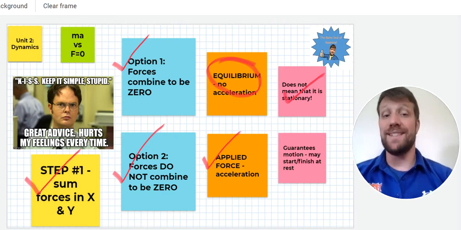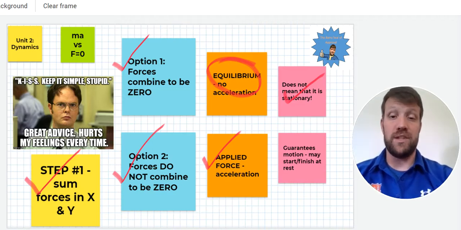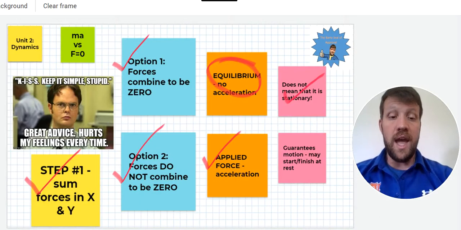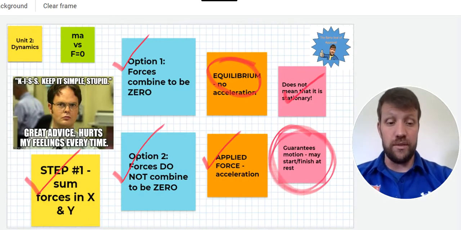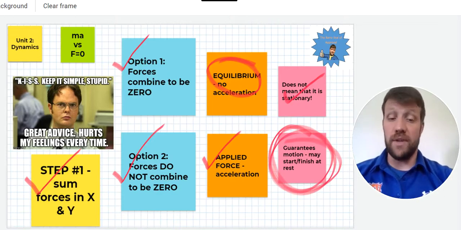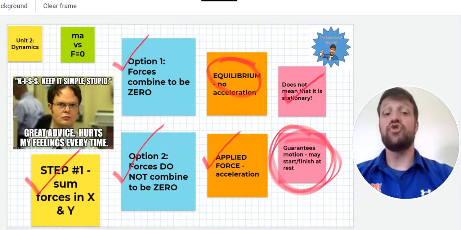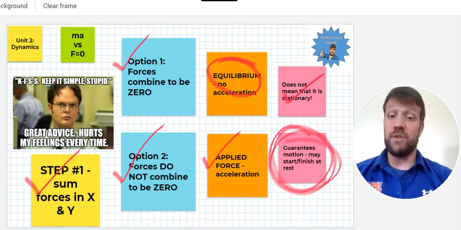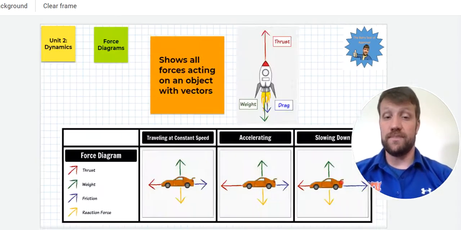So the velocity is increasing in the positive x direction based on our previous example from this slide right here, positive x direction. And this guarantees motion. Okay, it may have started at 0, but it's going to increase velocity because there is a positive acceleration, so it guarantees motion to some degree. That's very important to note, especially when we look back at our kinematics.